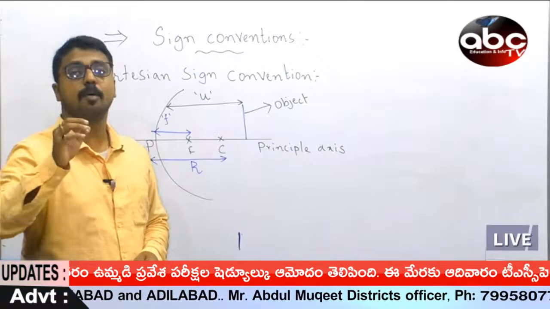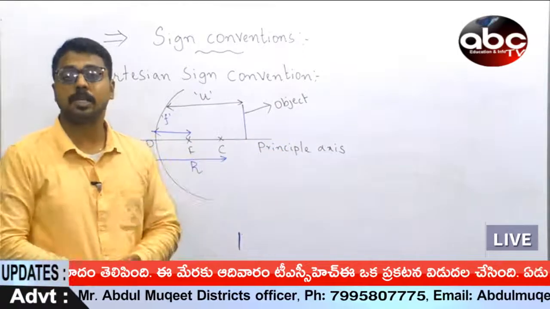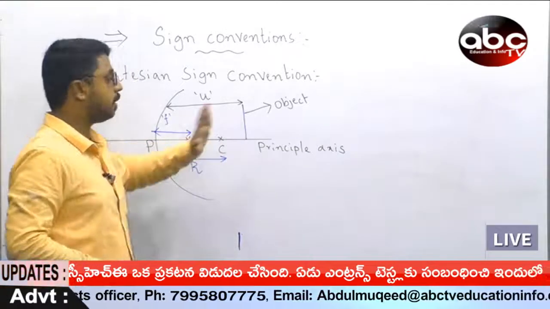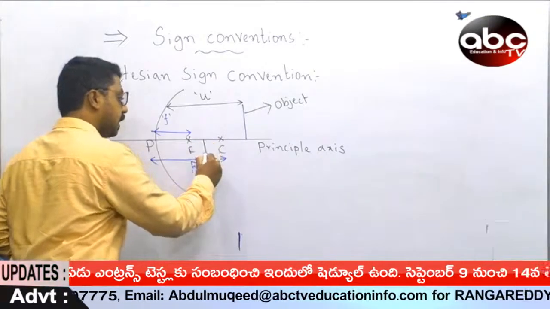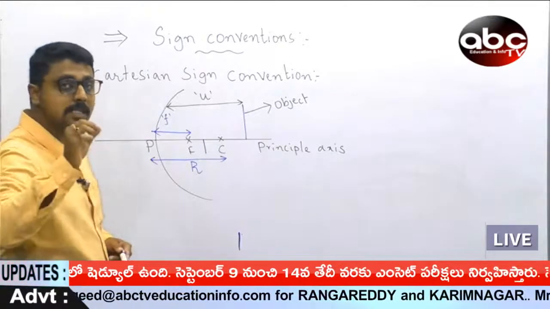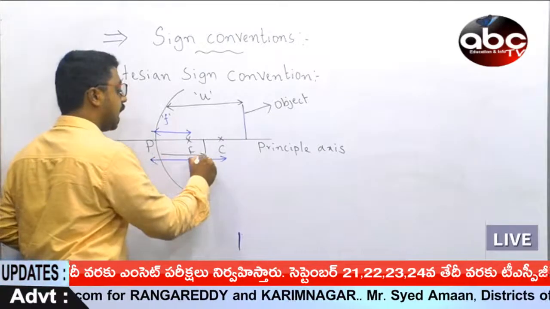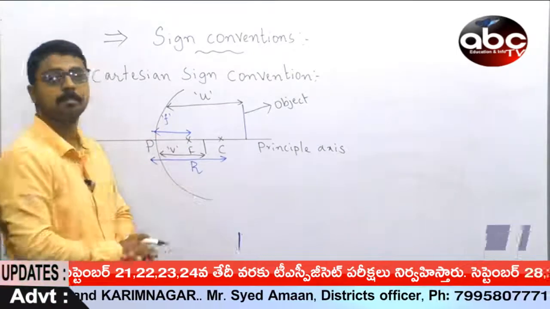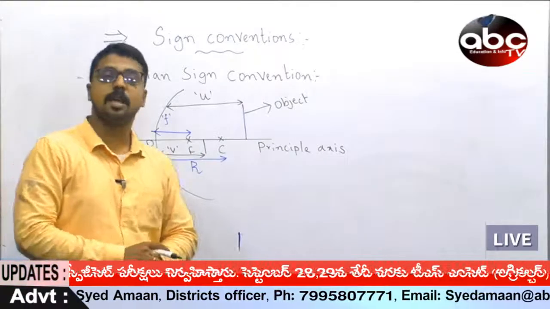This is the most important word, because these terms will come in the next problems. They are very useful words for solving numericals. Suppose we placed an object here, and roughly we obtain an image like this. We obtain an image here. There must be a distance between the pole and the image, which is given as small v, called the image distance.